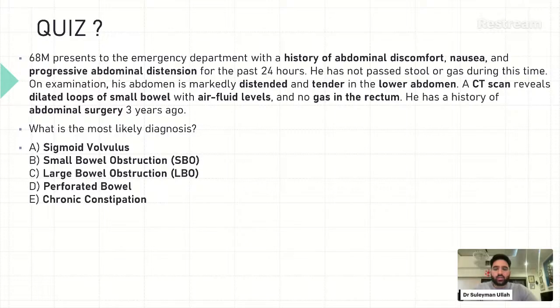Okay, this is just a little question. I'll let you guys answer this one. So 68-year-old man, history of abdominal discomfort, nausea, progressive distension, not passed any stool or gas. This one should be an easy one.